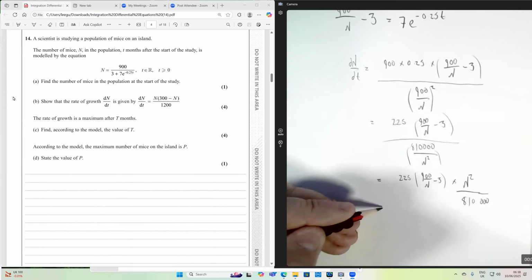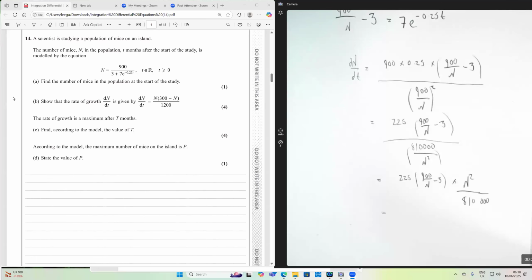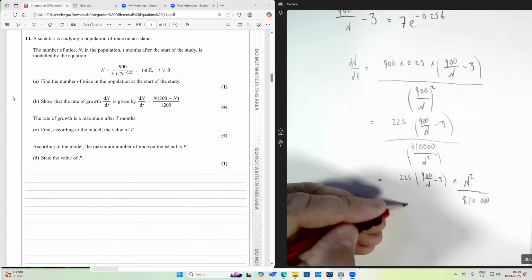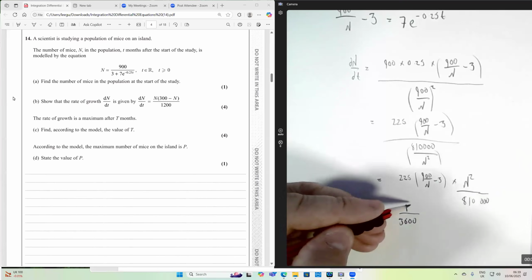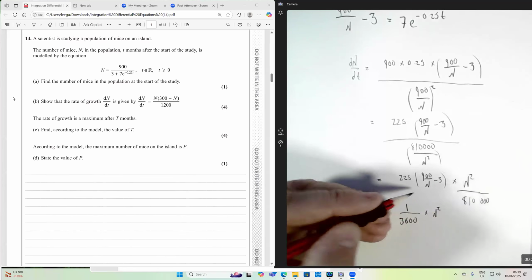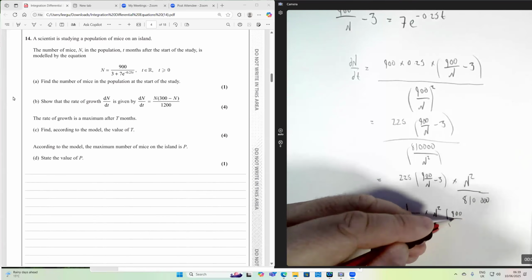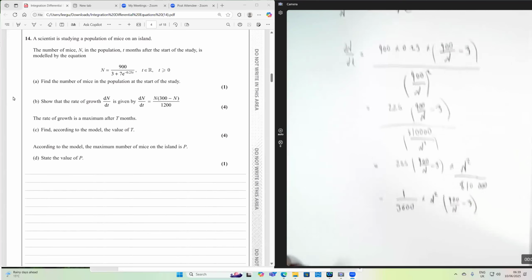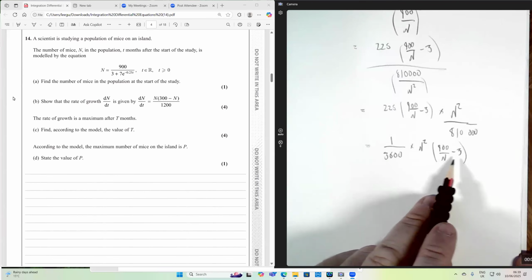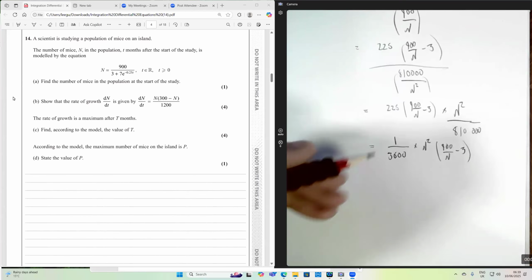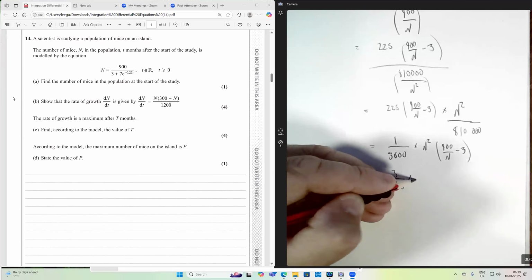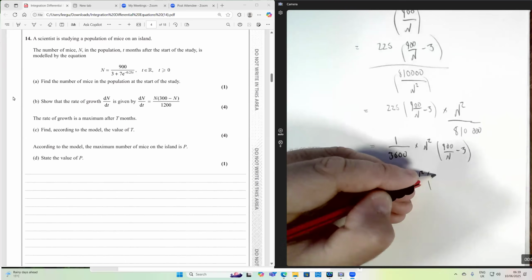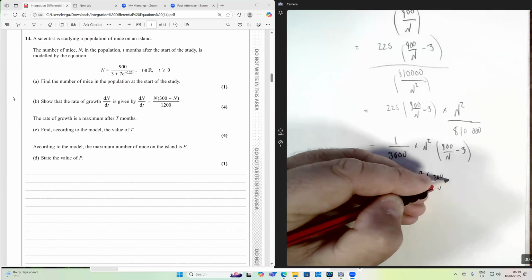Okay, so we can now simplify the 225 over the 810,000. So 225 divided by that, the answer is, oh, we're starting to look good now, 1 over 3,600, which is super promising, I think. And then we've got times by n squared times by 900 over n minus 3. A factor of 3 can be removed from the 900 minus 3. So that could be 3 over 3,600 times by n squared times by 300 over n minus 1.